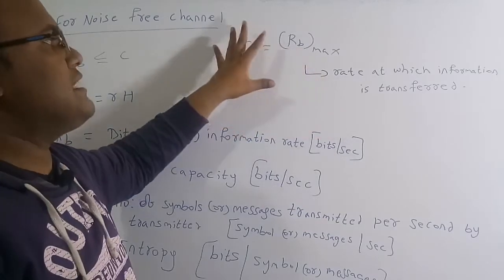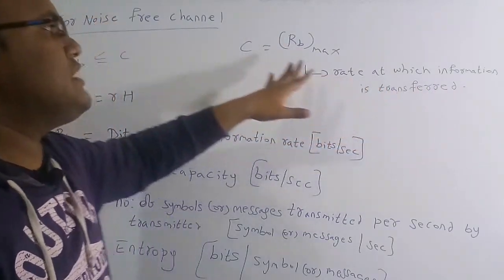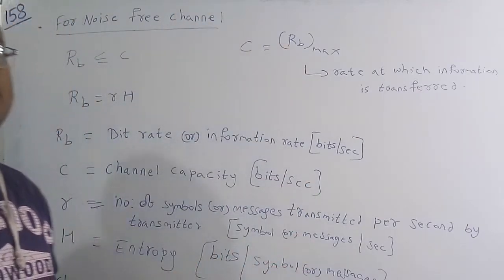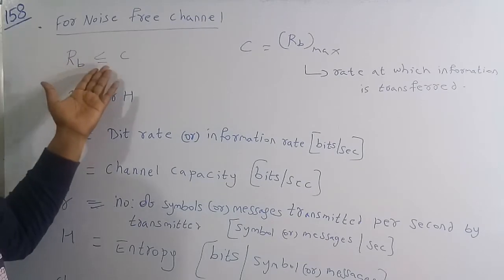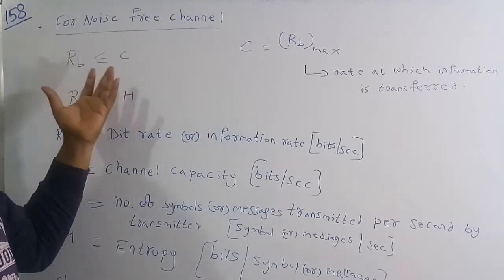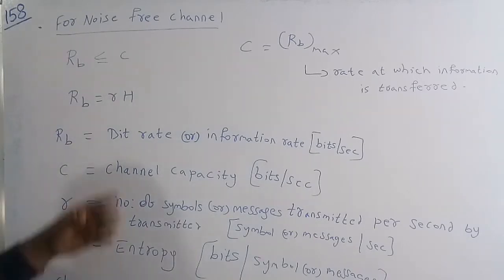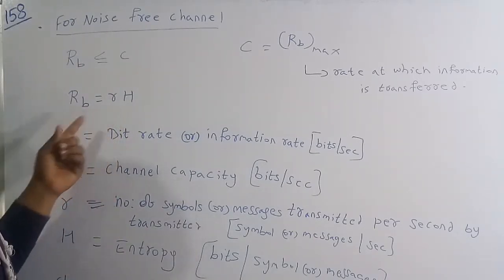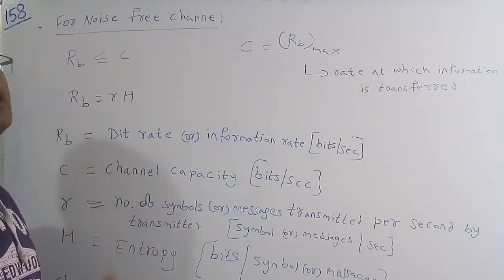So the channel capacity is defined as the rate at which the information is transferred, equal to the channel capacity for a noiseless transmission. Otherwise we can go for a lesser value than that. Therefore R_B can be less than or equal to C, but the maximum value can only be up to the channel capacity. Another formula of the rate is the bit rate equal to R into H, where R_B is called the bit rate, or we can even say the information rate.